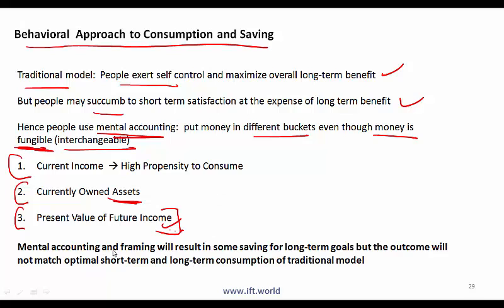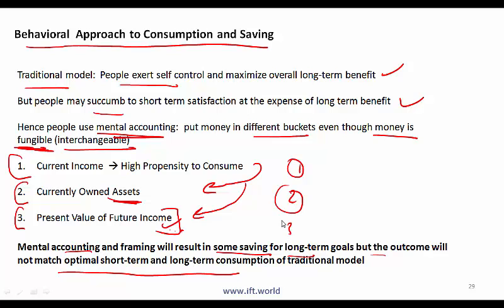So mental accounting and framing will result in some saving for long-term goals, but the outcome will not match optimal short-term and long-term consumption. So what most people will do here is, if they need to spend, they will spend first from your current income, and then the excess will go either into your current assets or into your longer term savings for the future. So that's one point. When you spend, where do you spend? First you spend from here, then you spend from here, then you spend from here.